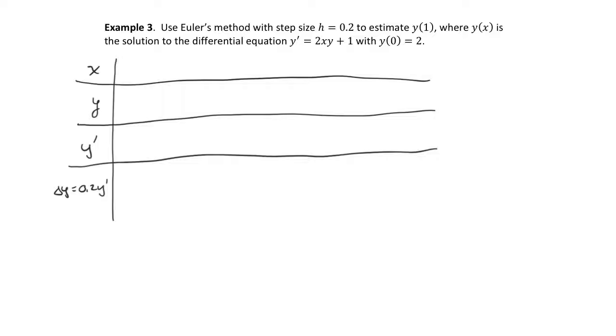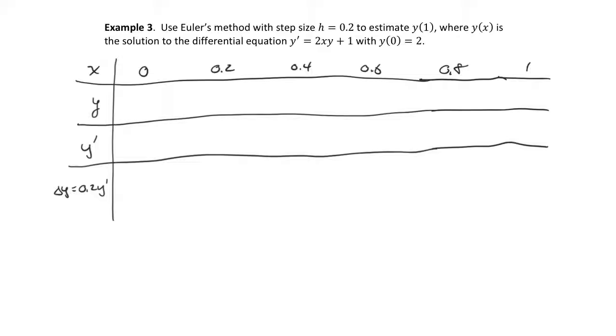Just as before, we have a row for x, a row for y, a row for y prime, which is a new formula here, the 2xy plus 1, and then delta y, which is now 0.2 times y prime. We'll go ahead and fill in the x values. Remember, they start at 0 and go up by 0.2 each time. And now let's fill in y of 0, which we know is equal to 2, according to our initial condition here. So this will be 2.